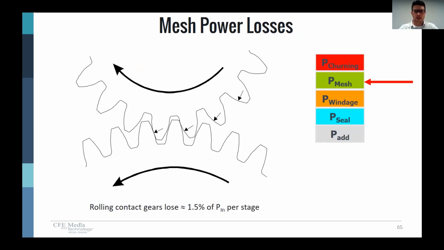But let's focus on the big loss in the gearbox, and that is the mesh power loss, or the tooth contact loss. We'll classify gears into two major categories, and I know there are many more categories than that, but for us today it's good enough to talk about rolling contact teeth and sliding contact teeth. Rolling contact would be like a spur gear, helical gear, bevel gear or helical bevel gear. This type of contact is much more efficient than sliding contact, which would be something like a worm gear. Rolling contact gears typically have a power loss of about 1.5% per stage, and that's pretty good.